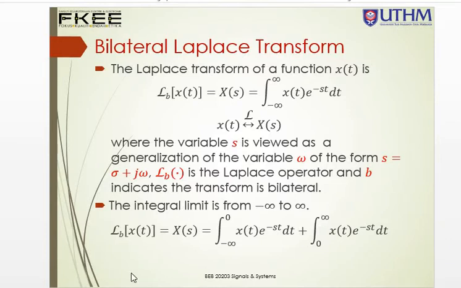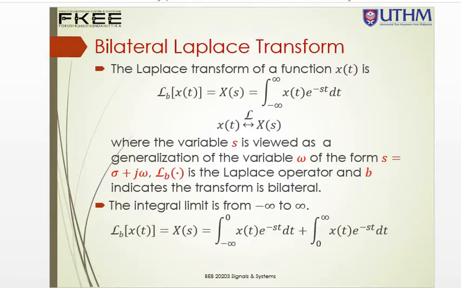For a bilateral, it doesn't have to go straight from minus infinity to infinity. It may separate into two. This means it's from minus infinity to 0, and then from 0 to infinity. Even though it is from minus infinity to infinity, it separates into two, so it's a summation.